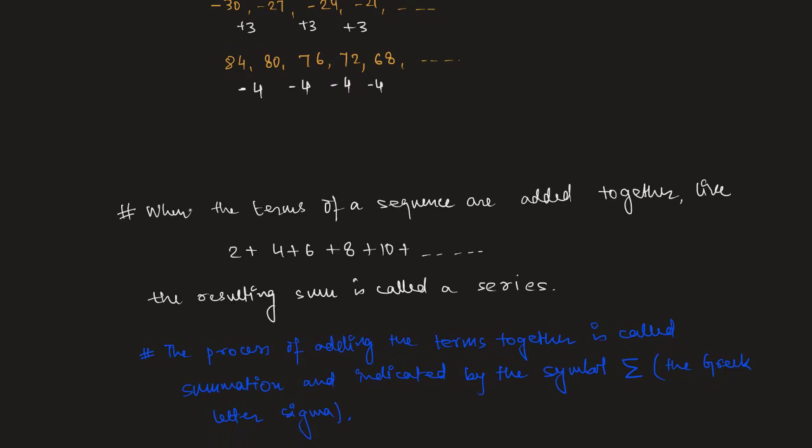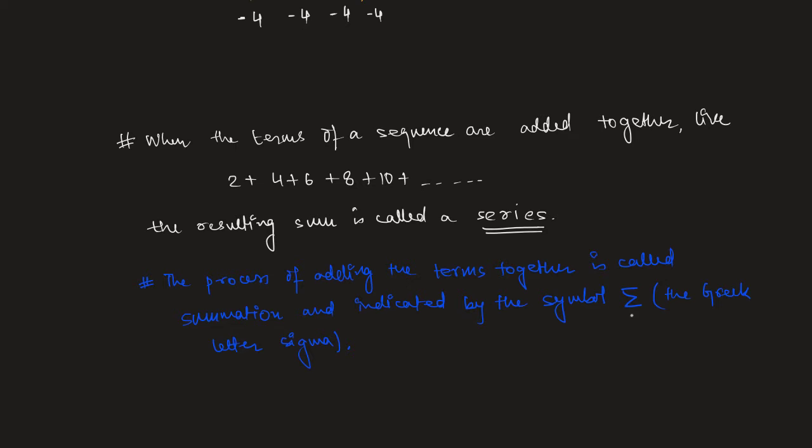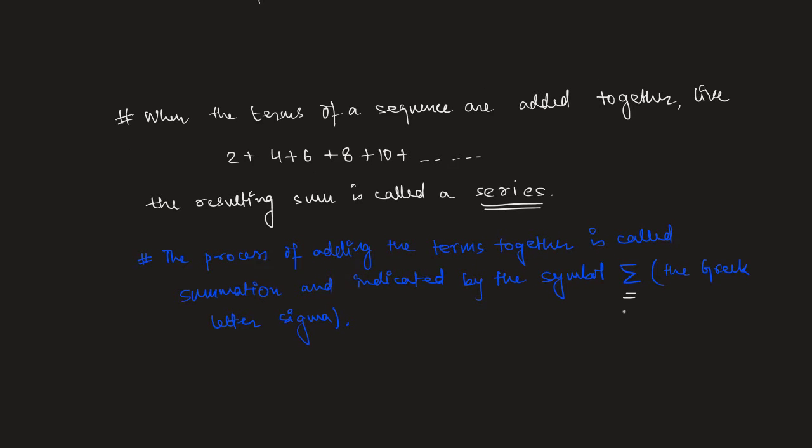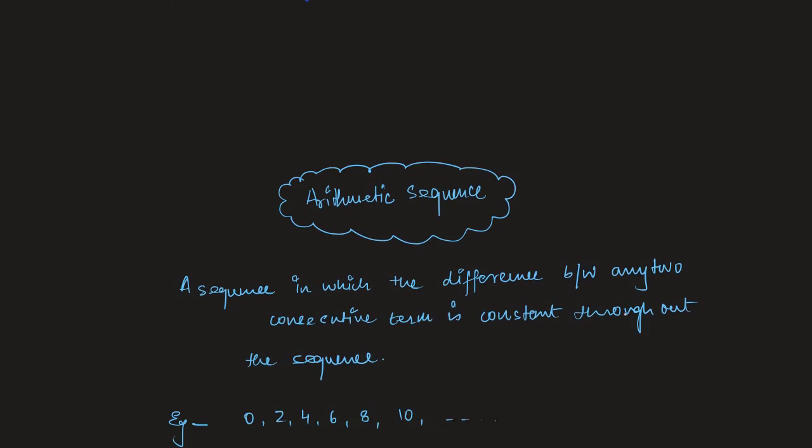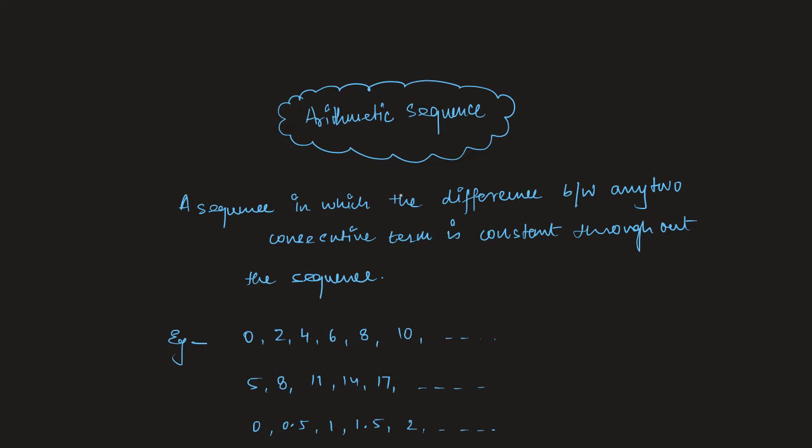Before that, when the terms of a sequence are added together, like 2 plus 4 plus 6 plus 8 plus 10, the resulting sum is called a series. The process of adding the terms together is called summation, which is indicated by this symbol sigma. This is the Greek letter sigma, which represents summation. Now we are going to study a special series known as the arithmetic sequence.